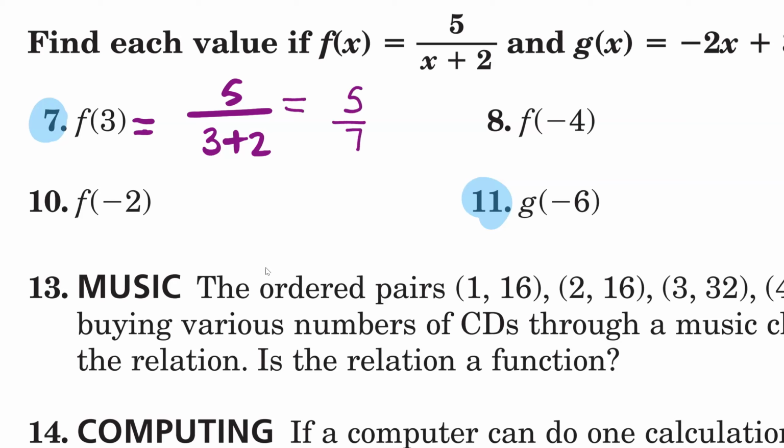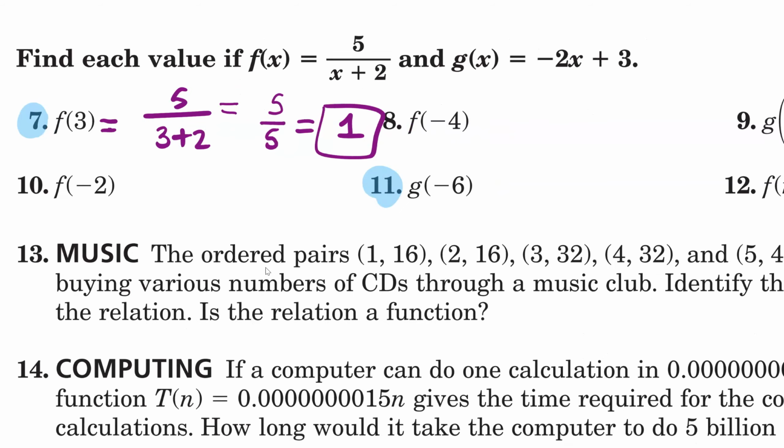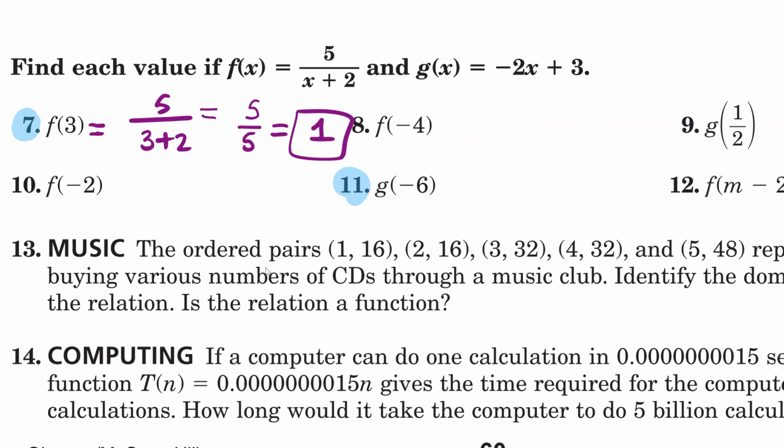So number 7 is 5 sevenths. No, it's 5 over 1, which is 5. Perfect. And 11 is 15. Cool. So -2 times -6 plus 3. So it's 12 plus 3, which is 15.